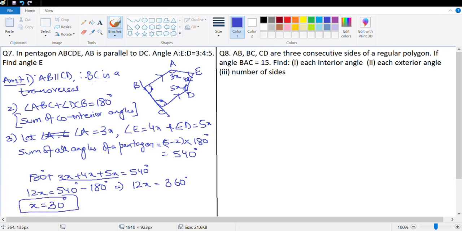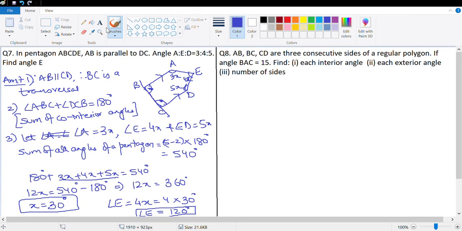Let's see what we have to calculate. Find angle E. So angle E is equal to 4 into x, which is 4 into 30 degree is equal to 120 degree. So angle E is equal to 120 degree. Interesting question here. They wanted us to apply property of co-interior angle as well. Good. Let's look at the next question.